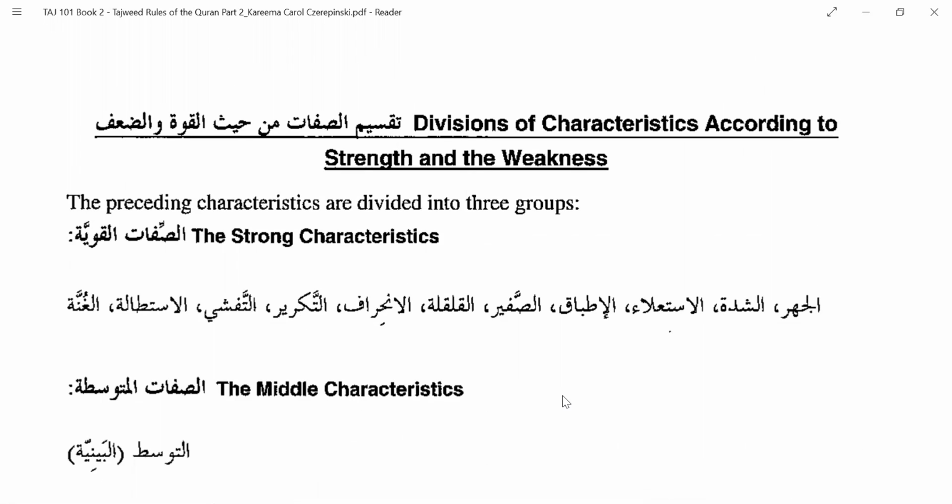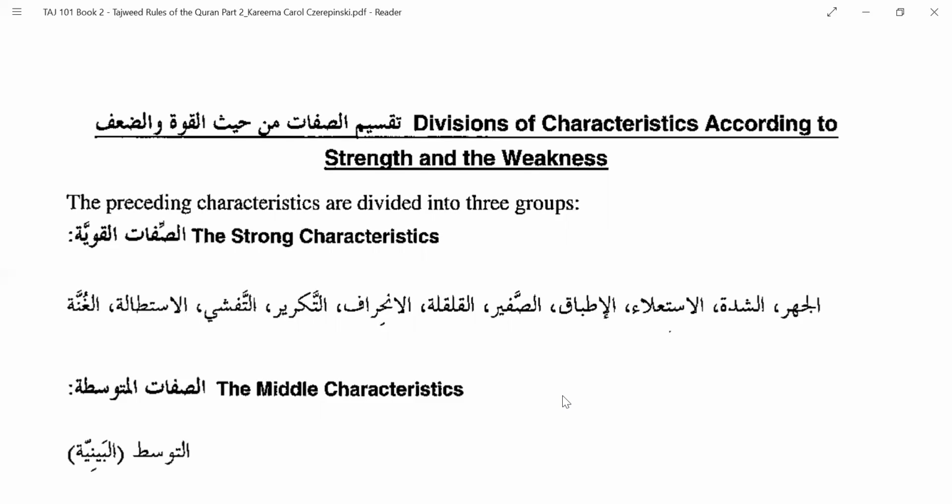Now, according to the strengths and weakness, the characteristics can be divided. So تقسيم الصفات من حيث القوة والضعف. The preceding characteristics which we just saw can be divided into three groups. الصفات القوية, which is the strong ones. The strong are jahr. Jahr is the most strong because it's pertaining to the air getting blocked.